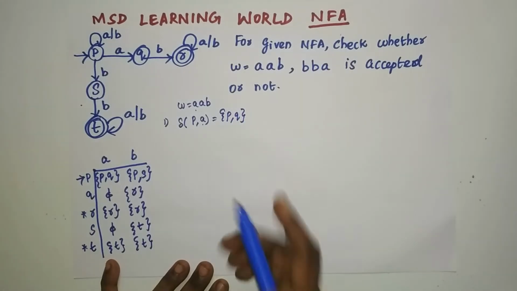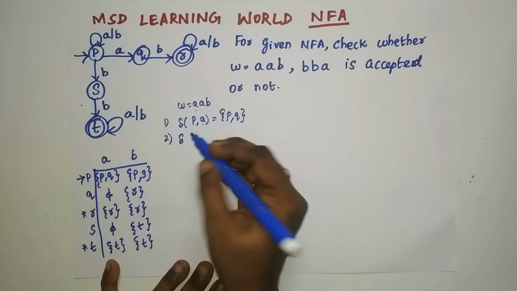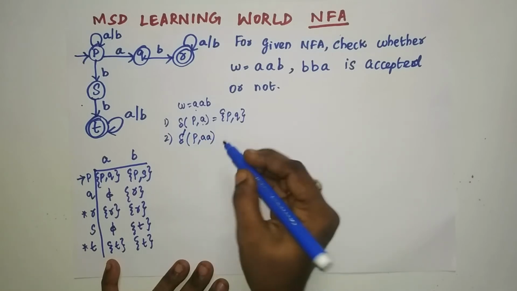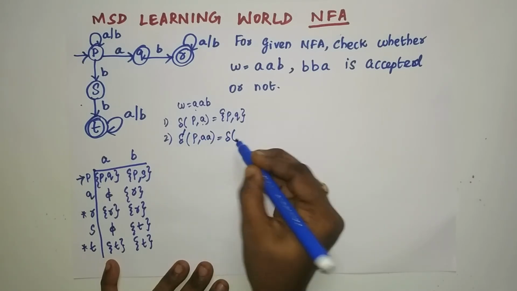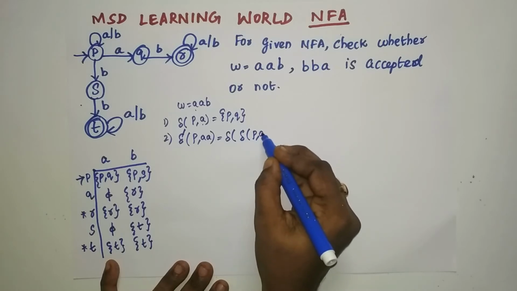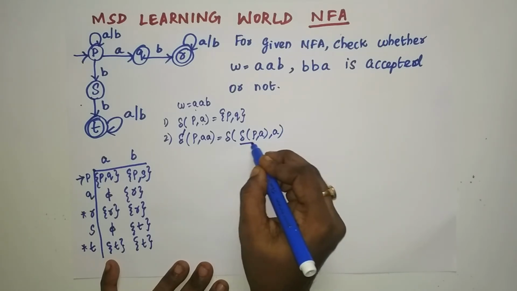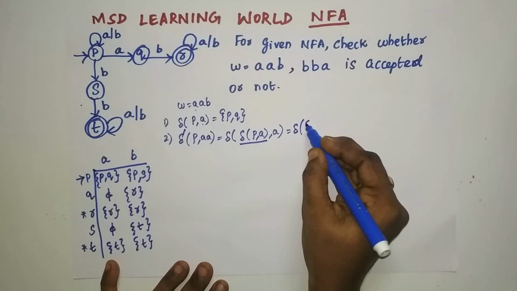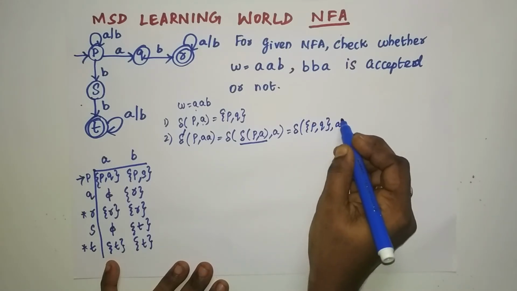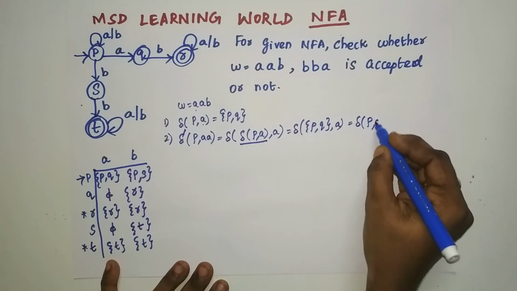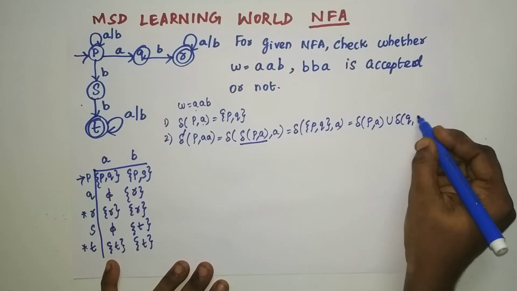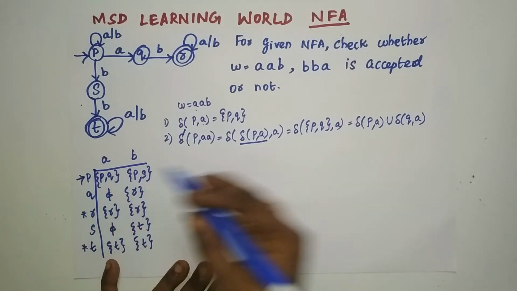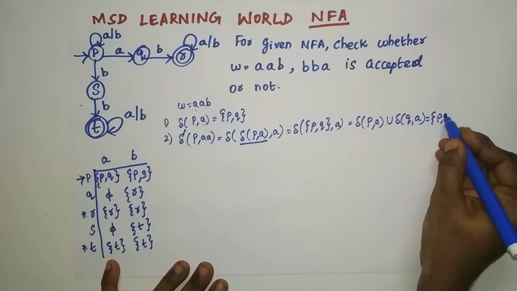Now what are we going to do? The next step is del of P, AA. This is del dash, the extended transition function. It can be split as del of P, A, and we have already seen that del of P, A is {P, Q}. So we need del of {P, Q}, A. This is nothing but del of P, A union del of Q, A. Del of P, A is {P, Q}, and del of Q, A is empty. Taking the union, you will have {P, Q}.